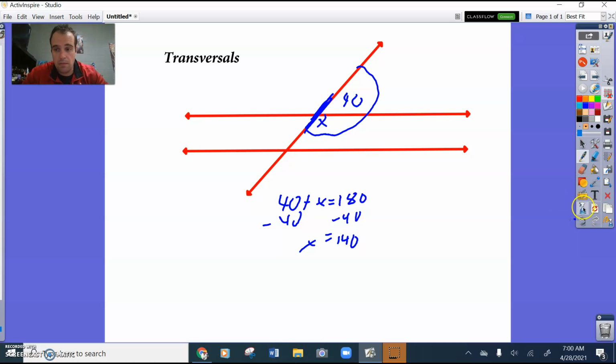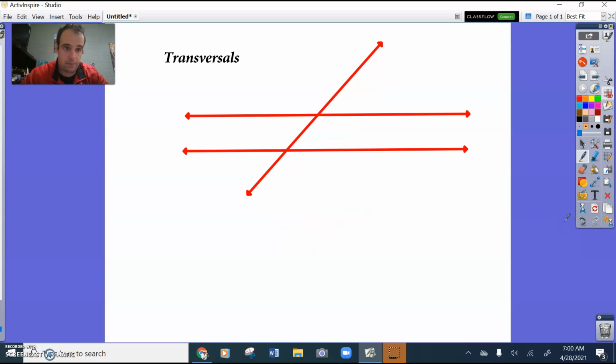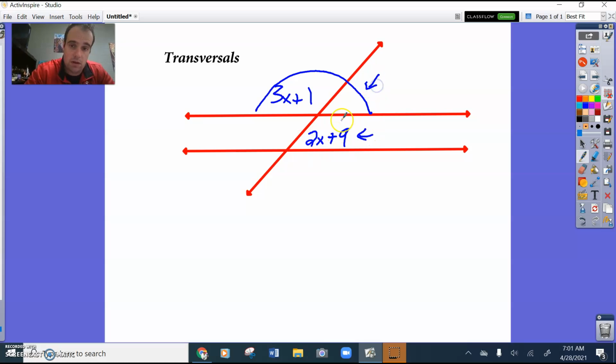Now, these can be mixed and matched and combined and all kind of weird stuff like that. So the way this might work out is you'll have something like 3x plus 1, and you'll have 2x plus 9, and they'll say find x. Like, wait, these don't relate, do they? But actually, yes, they do, because if this equals 180, that's supplementary, meaning this is a straight line. Since this one right here is the same as this one, it also must equal 2x plus 9. So you can logically conclude that 3x plus 1 plus 2x plus 9, the two angles together, equal 180.